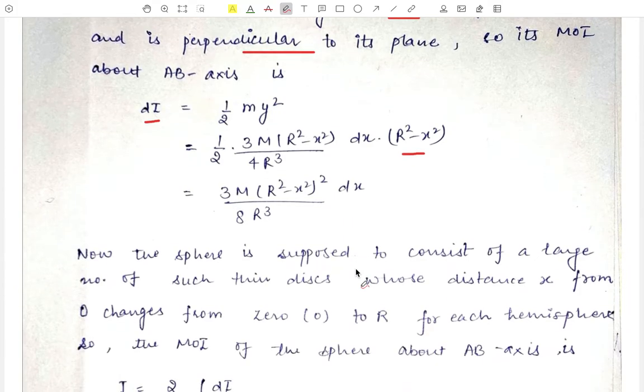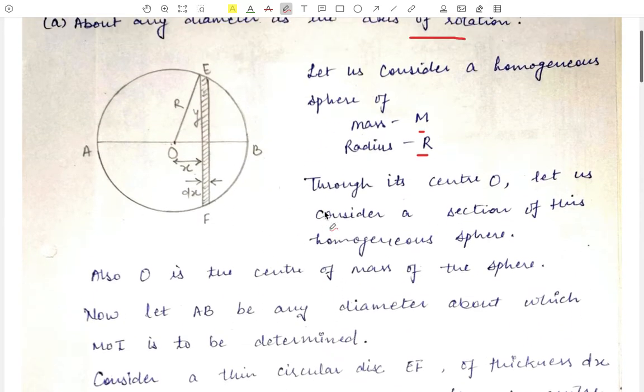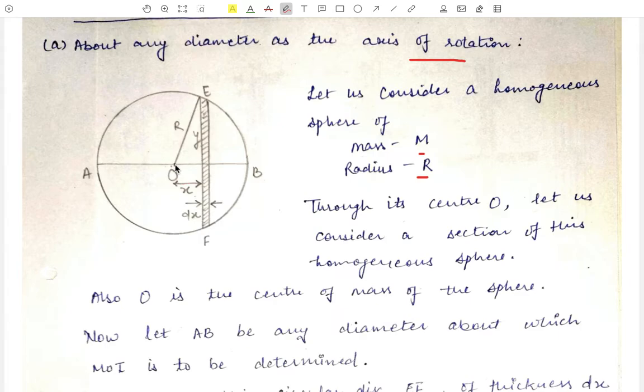Now, since the sphere is supposed to consist of a large number of such thin disks whose distance x from O varies from 0, that is the largest disk that can be made is of radius r at the center of the sphere, to the smallest disk that can be made, which is at point B, or we can say at point A, that is at the end of the diameter, of radius 0, and it is at a distance of r from this O.